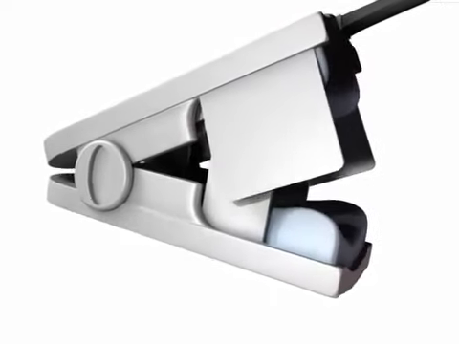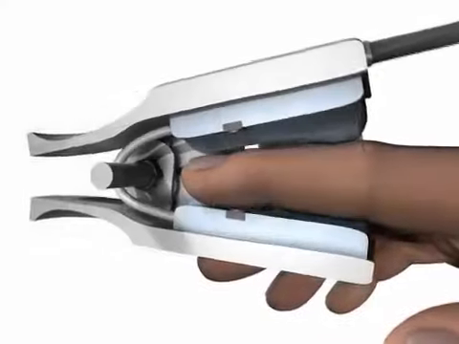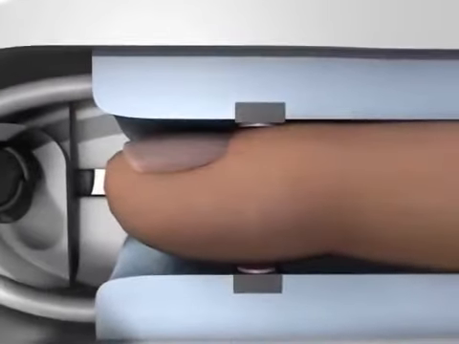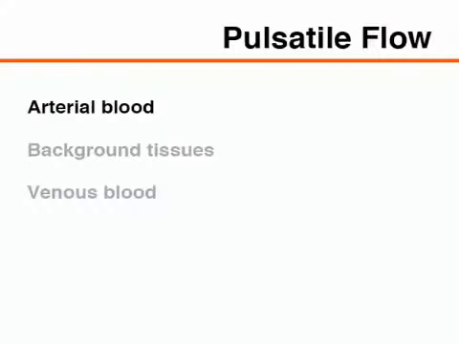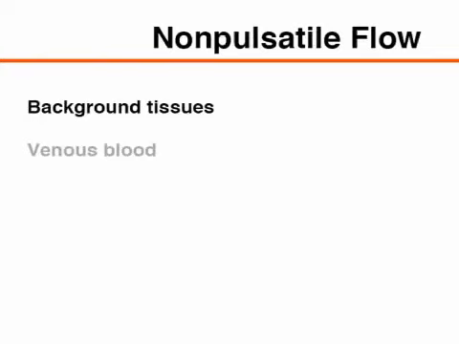The probe is positioned so that the photodetector and light-emitting diodes face each other, with layers of tissue between them. The diodes turn on and off several hundred times per second to record the light absorption during pulsatile and non-pulsatile flow. During pulsatile flow, the light absorption of arterial blood, background tissues, and venous blood is detected. During non-pulsatile flow, only the light absorption of background tissues and venous blood is detected.